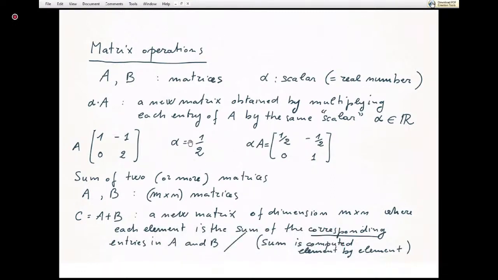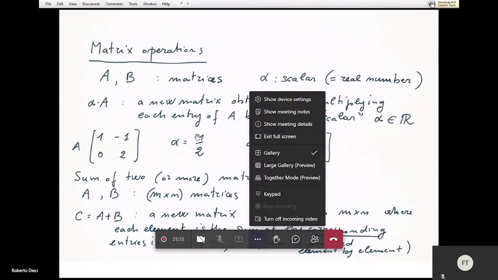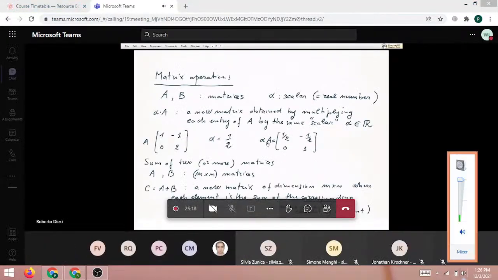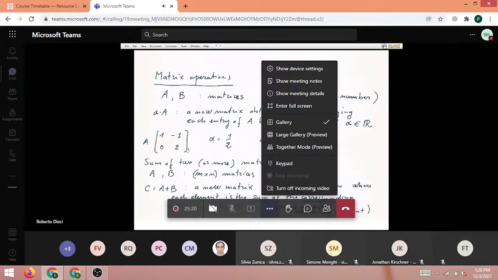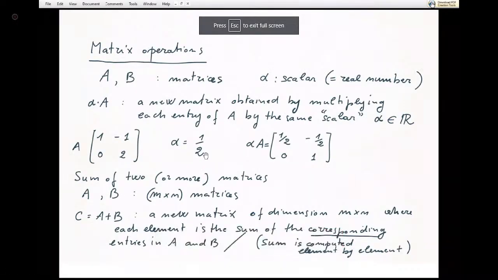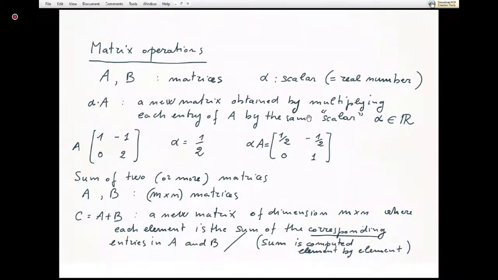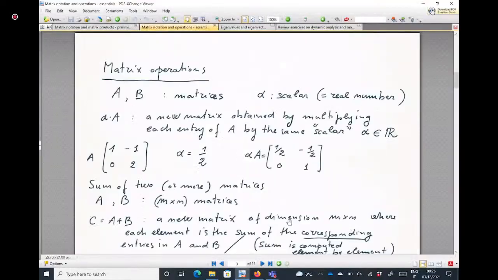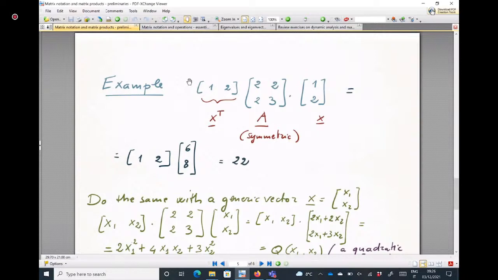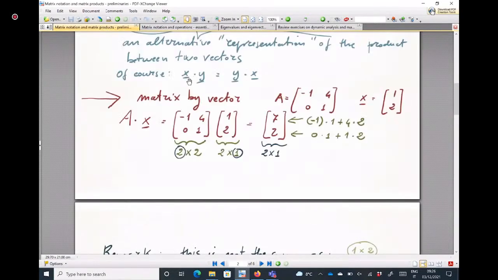So if I have this matrix and this scalar, alpha times A, scalar by matrix, is just the same matrix with each element multiplied by 1/2. So this is the product between a matrix and a scalar, which is very different from what we call the scalar product. The scalar product, if you remember, is the product between a vector and another vector.